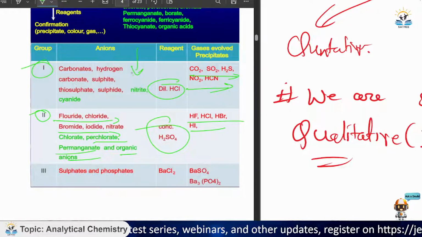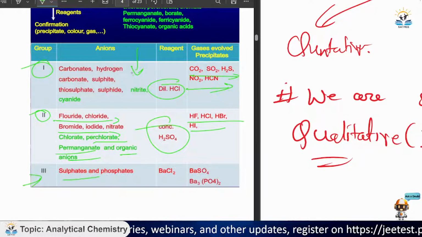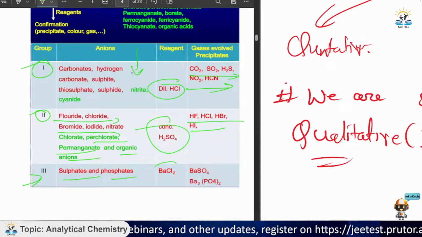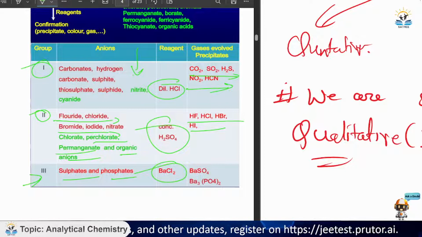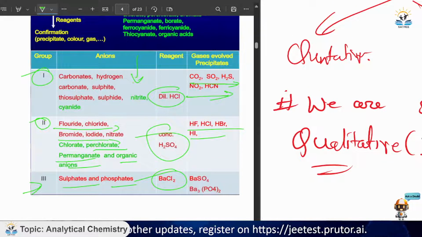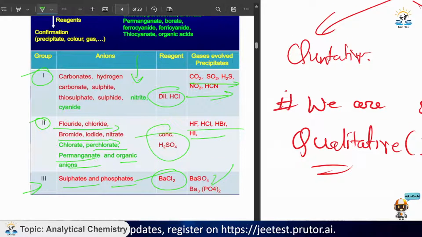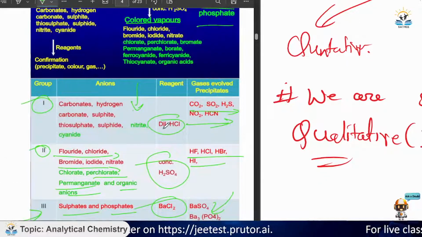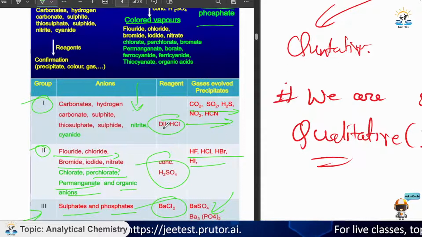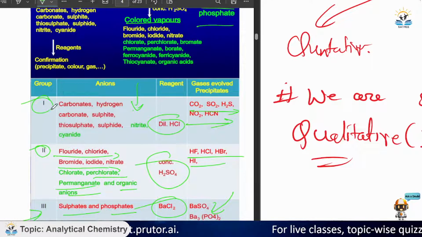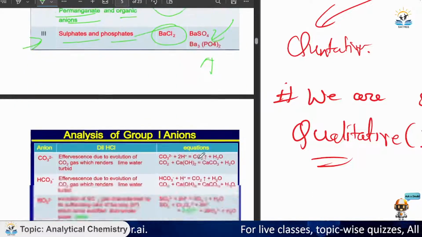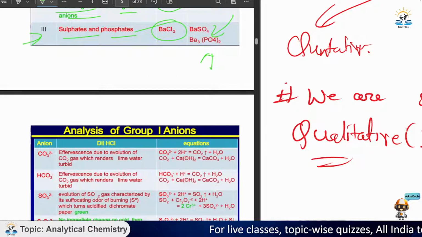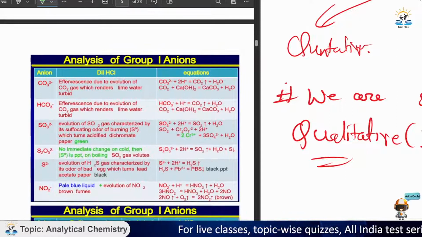Now, if we talk about the miscellaneous group, that is sulfates and phosphates, we have the reagent BaCl2, and the precipitates which are formed are BaSO4 and Ba3(PO4)2, which is a PPT. So according to this, we will see what is forming and what reactions are occurring, and on that basis we will ensure that we have a cation or anion in our groups.